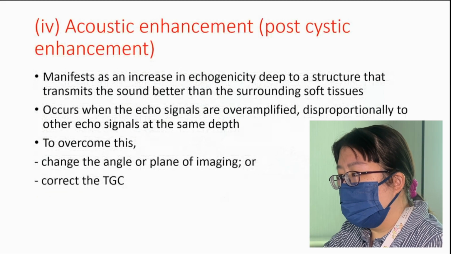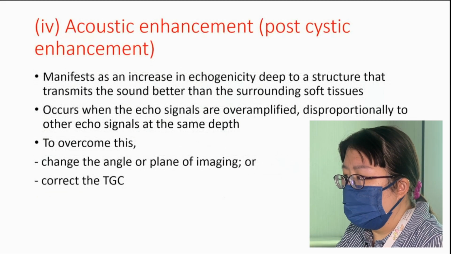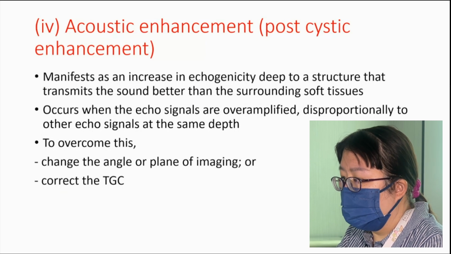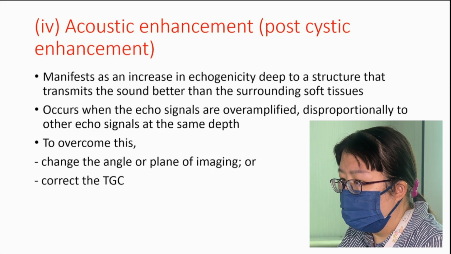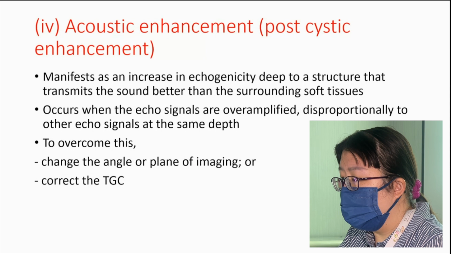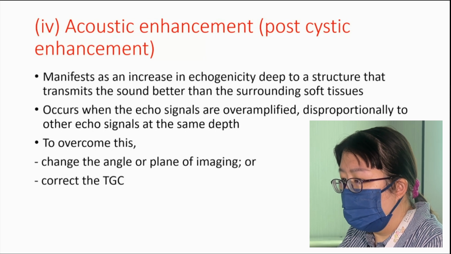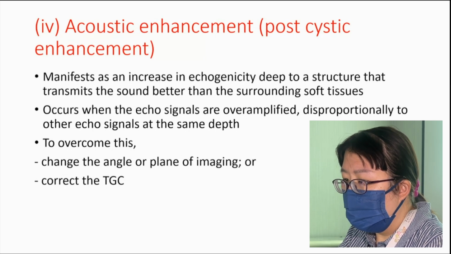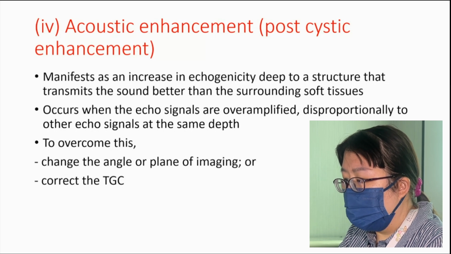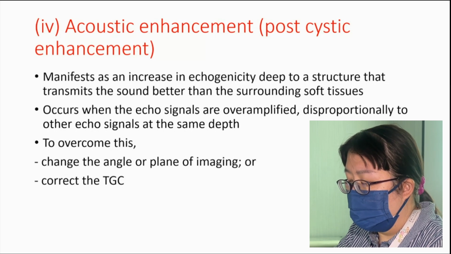Next, we have the acoustic enhancement, which is also known as the post-cystic enhancement. It often manifests as an increase in echogenicity deep to a structure that transmits the sound better than the surrounding soft tissues. And it usually occurs when the echo signals are over-amplified disproportionately to other echo signals at the same depth. So to overcome this, we can either change the angle or plane of the imaging or correct the time gain compensation.